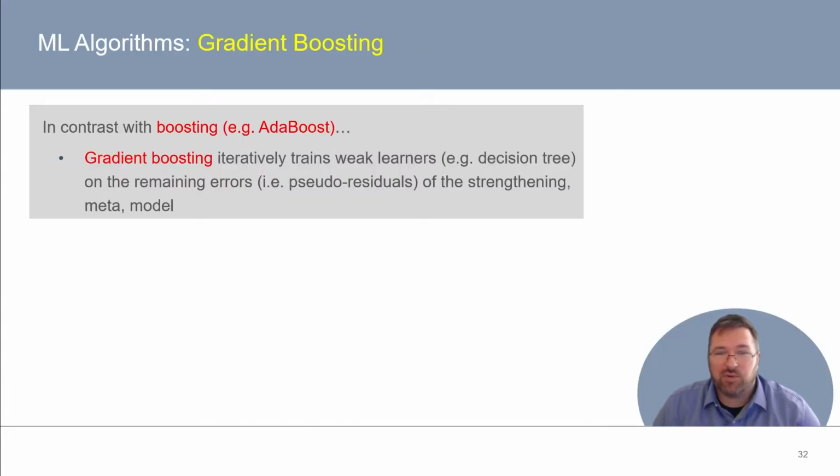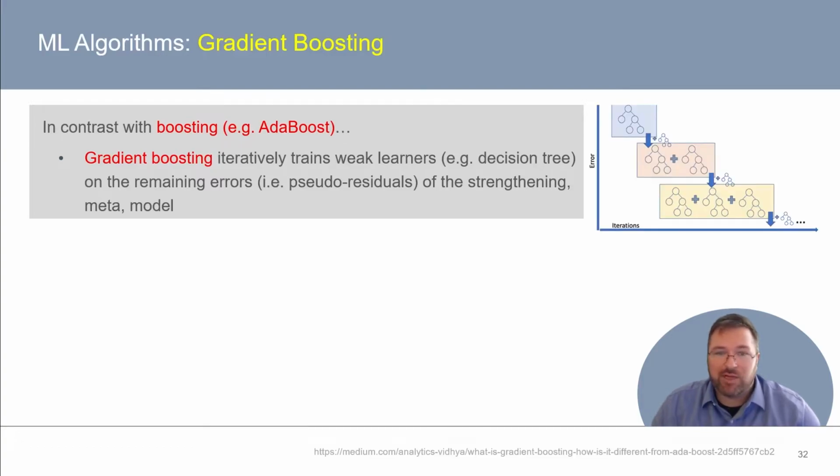In contrast with boosting, gradient boosting iteratively trains weak learners, such as decision trees, not on different weightings of the original training data, but instead on the remaining errors, also known as pseudo-residuals, of the previously strengthening meta model. Here we have a simple illustration that might help explain what's going on.